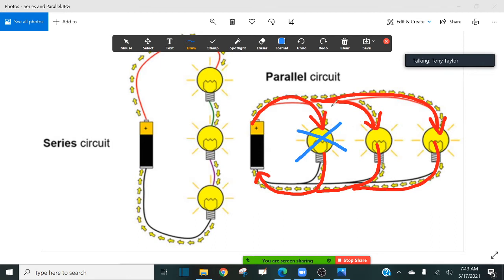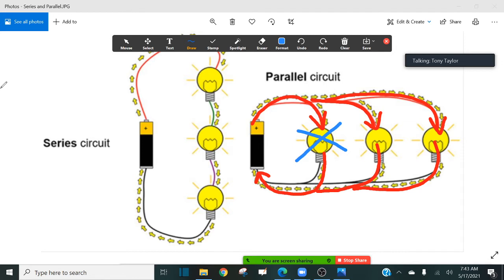Because if you notice, these light bulbs are connected to the battery in an independent path. So even if we cut the flow of electricity here, we're still going to get electricity flowing here and here in a closed circuit. Okay. Notice that's not true for a series circuit.